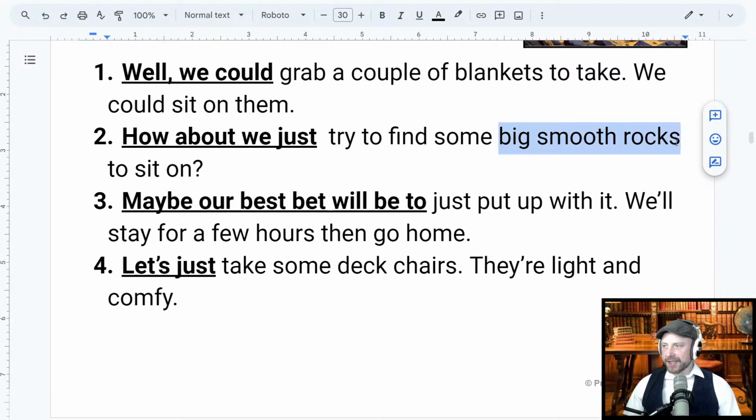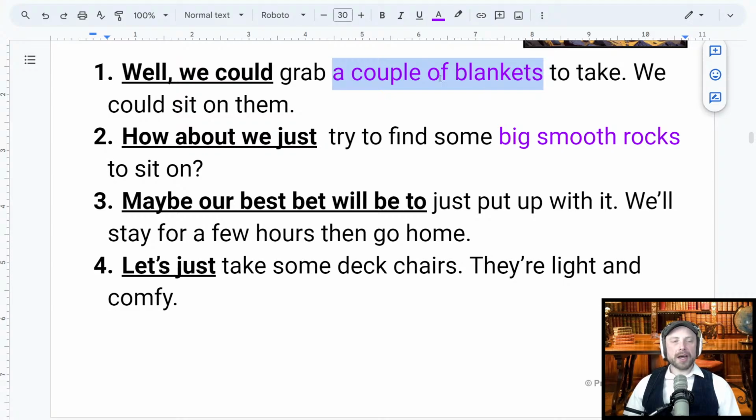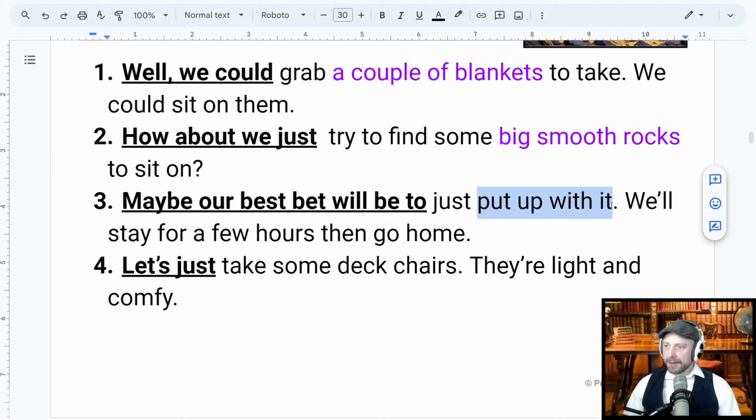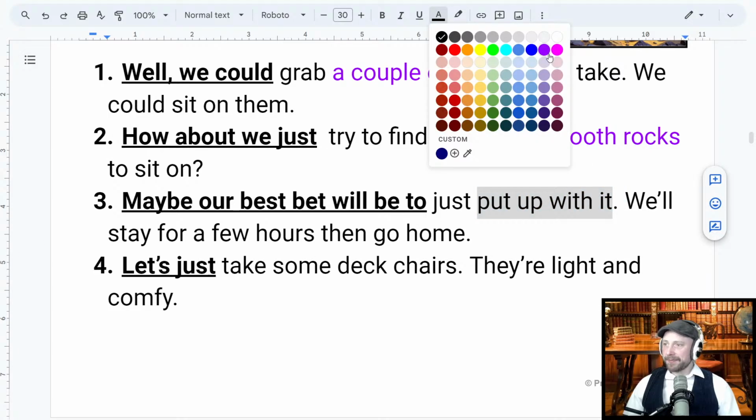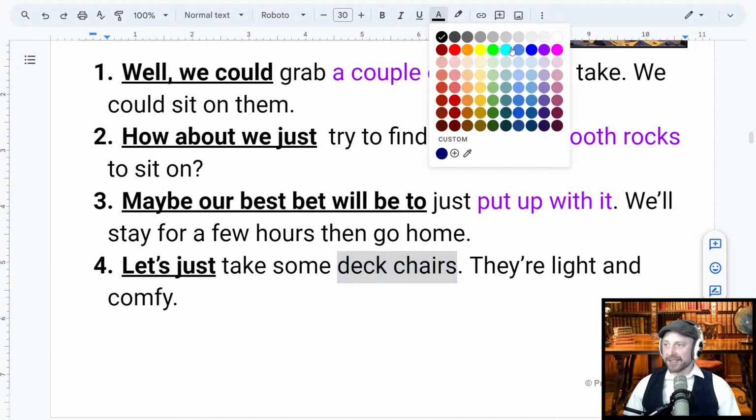You can see some interesting vocabulary there. We've got big, smooth rocks, a couple of blankets. A couple of, in this case, means 2 or 3. And we have put up with it. Let's just put up with it. And we have deck chairs.